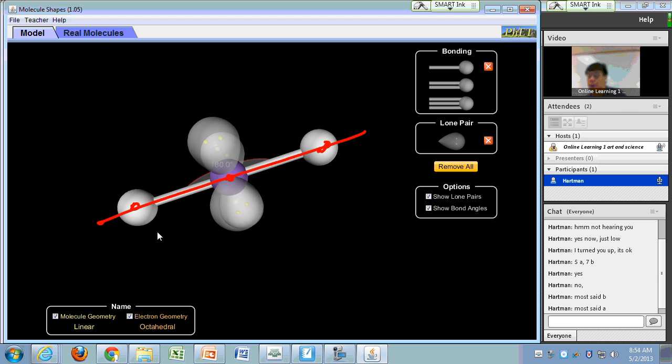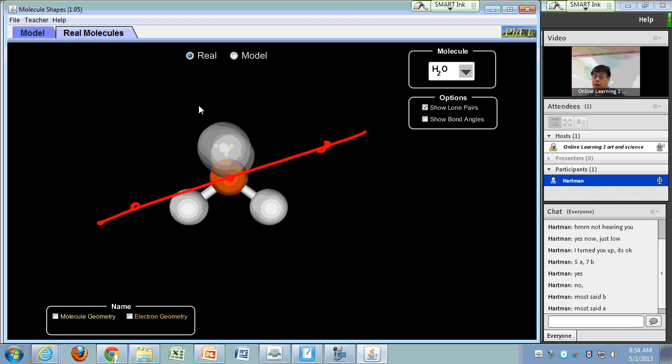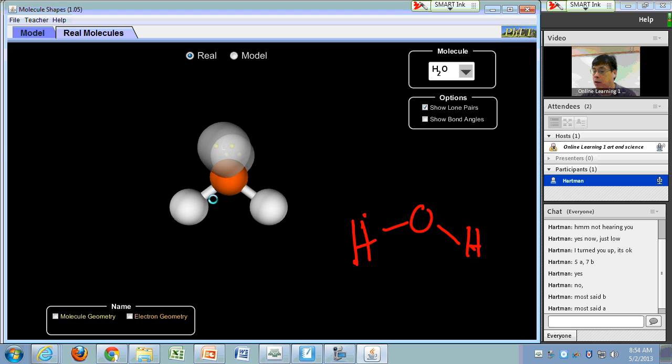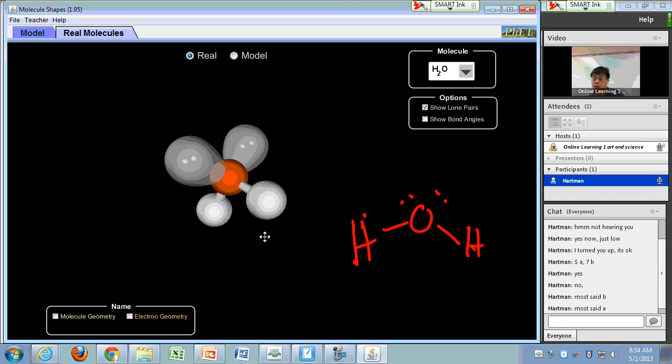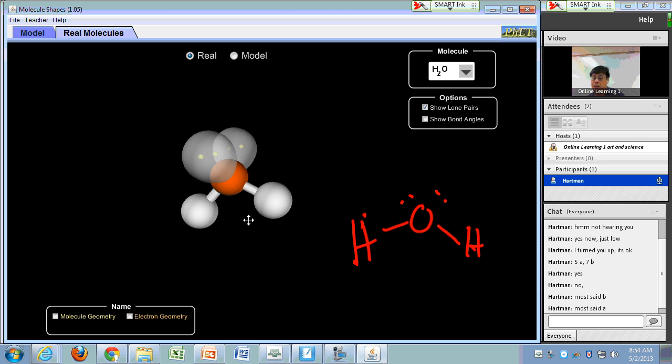Now, real molecules that follow these are in this tab right here. You can see this is what water looks like. If you draw the Lewis structure of water, it's going to look like that. So there's 2 bonding pairs and 2 lone pairs. So for water, you have an octahedral center. Okay, so the shape of your molecule is bent. The geometry around the center is octahedral.